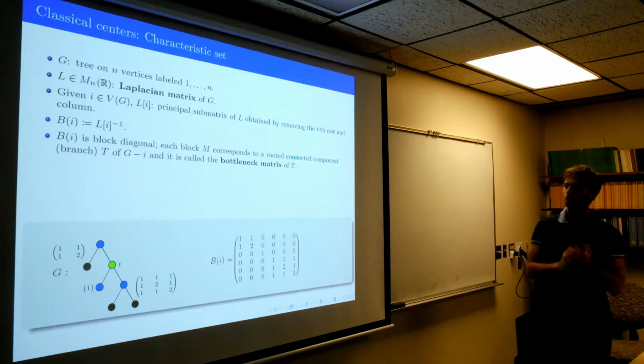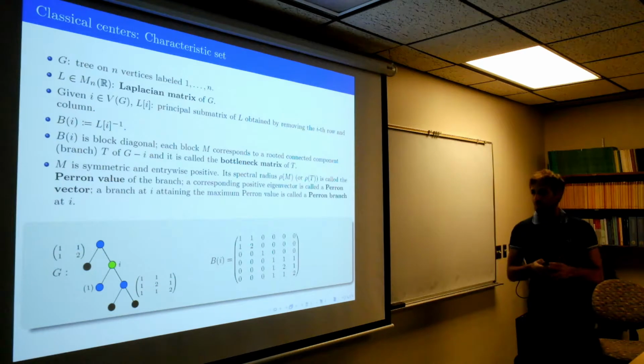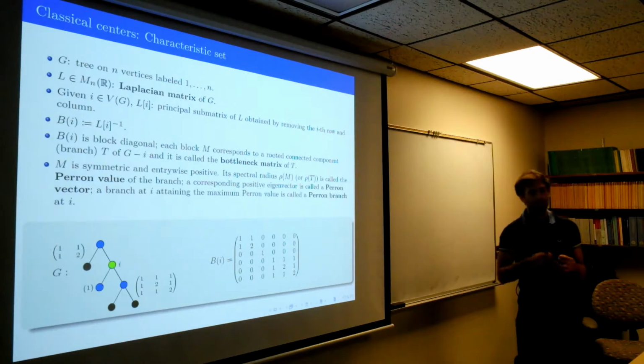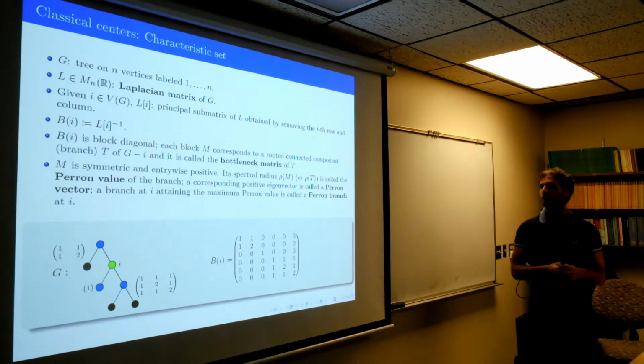Every block is called a bottleneck matrix, so the branch, and it is symmetric. It is entry-wise positive, so we can apply Perron-Frobenius theory. In particular, the spectral radius of the block is attained in one eigenvalue. It's called the Perron value of the branch or of the block. A corresponding positive eigenvector is called a Perron vector, and it always exists and is unique up to scalar factor.